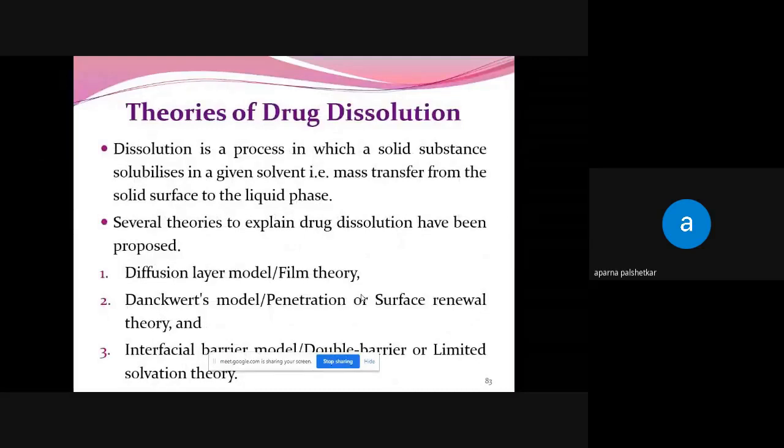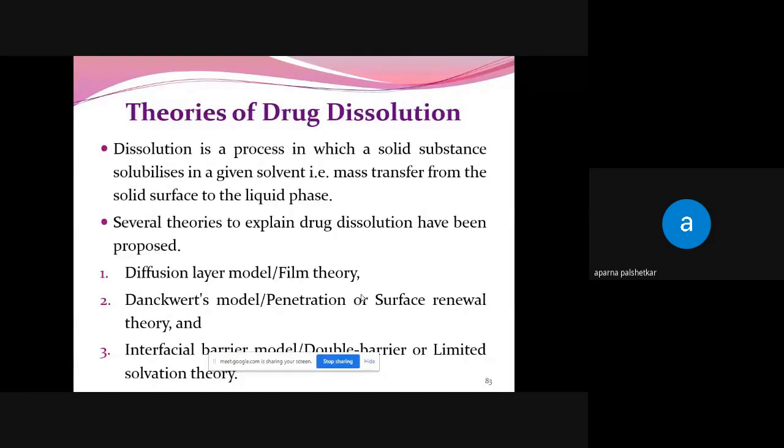Theory, understanding the drug, whether it is well soluble, or the solubility is a rate limiting factor. There are various theories which are postulated by the scientists on drug dissolution. Dissolution is termed as a process in which a solid substance is going to get solubilized in a given solvent. So there is basically a mass transfer taking place from the solid surface going into the liquid system.